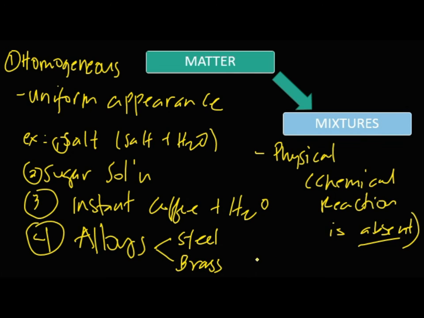Brass is an alloy, a mixture of copper and zinc. You mix the two together, you cannot identify which is the copper and which is the zinc. They become an alloy. They become a homogeneous mixture.